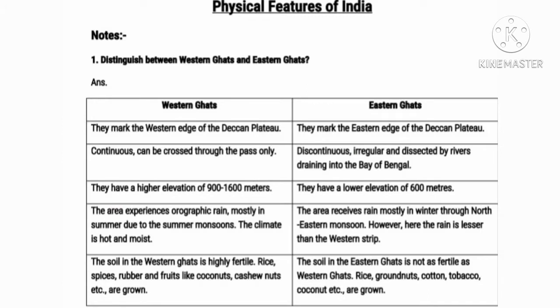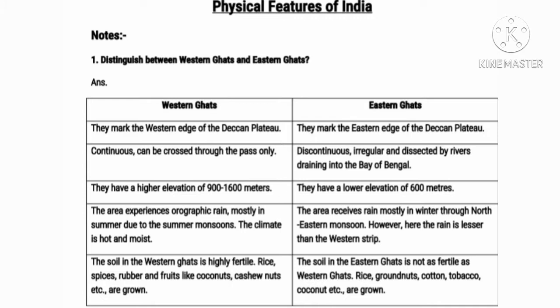Please look at the screen. Dear children, let's continue the question paper discussion. First one, section B. Section B includes 3 mark questions. First one, distinguish between Western Ghats and Eastern Ghats. What are the differences between Western Ghats and Eastern Ghats?